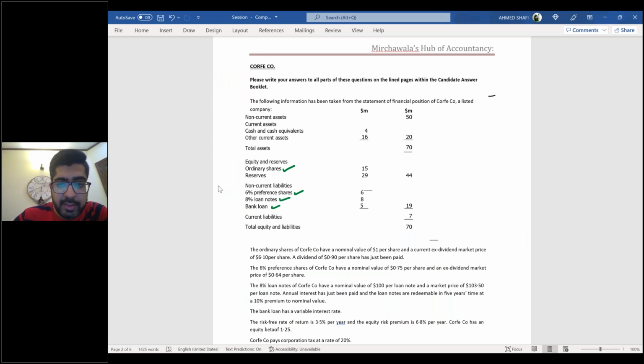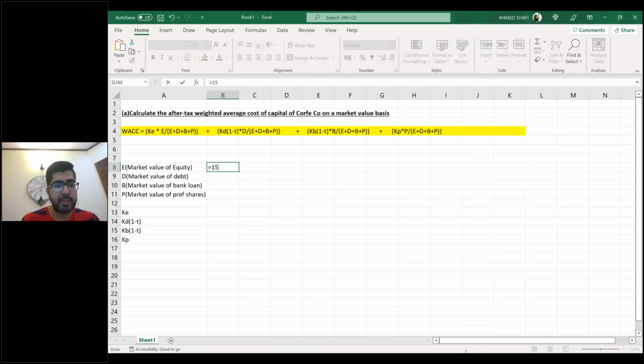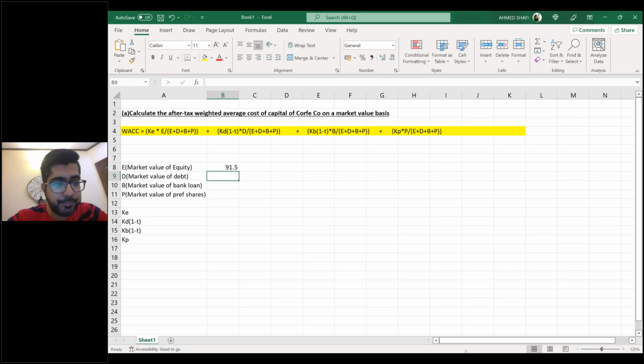So if ordinary shares are 15 million and they have a $1 par value, we have already calculated the number of ordinary shares as 15 million, and the current share price of ordinary shares is 6.1 per share. So number of ordinary shares, 15 million, into current share price, 6.1, will give you the market value of equity. Let's do it: 15 million into 6.1.